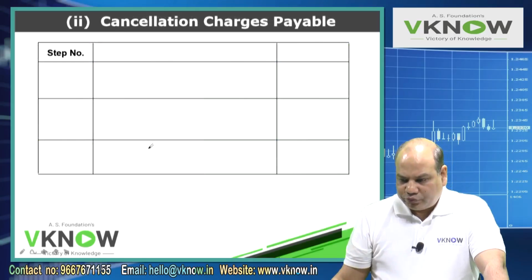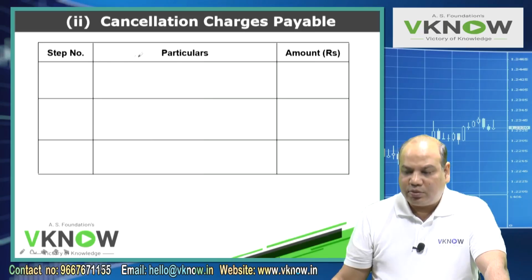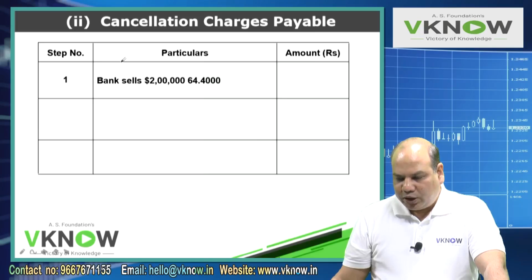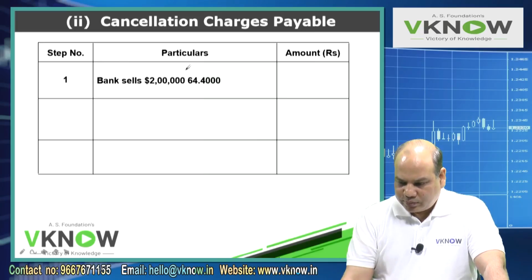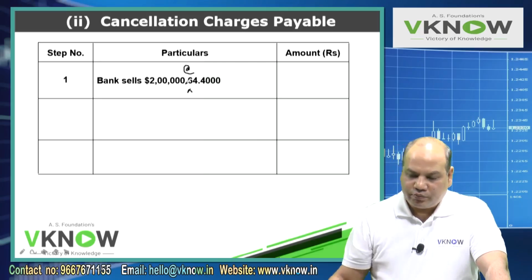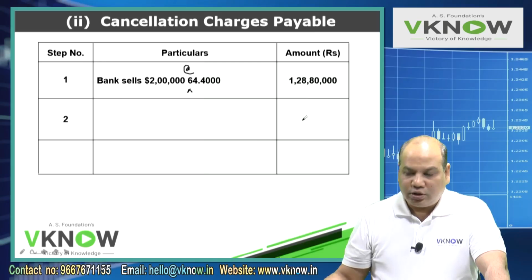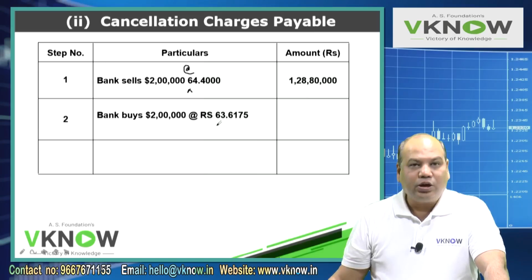So write down step 2 or answer 2. Cancellation charges payable. Step number, particular, amount in rupees. Point number 1. Bank sales. So bank had earlier contracted to sell $2 lakh at the rate of 64.4000. So therefore the total value is 1,28,80,000.